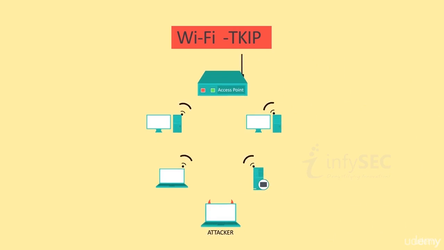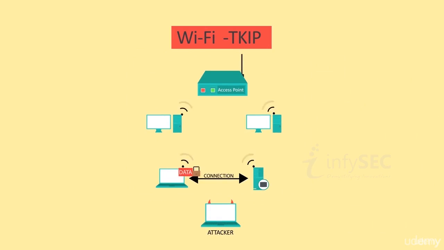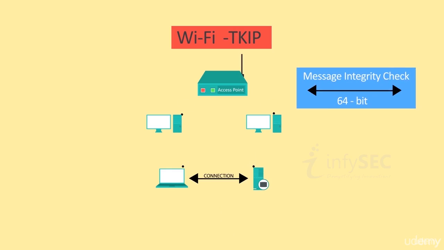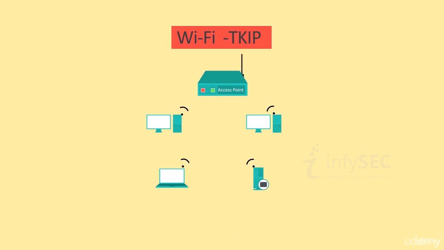Supposing communication between two clients connected in a network, TKIP takes an extra precaution by ensuring that the data packet has not been altered or modified in any way by an attacker. If the data packet seems to be altered, it is dropped. This is achieved by the 64-bit message integrity check, commonly known as the Michael algorithm.